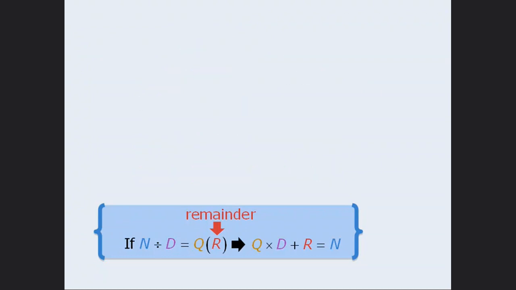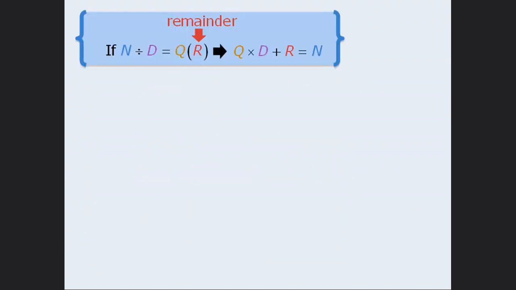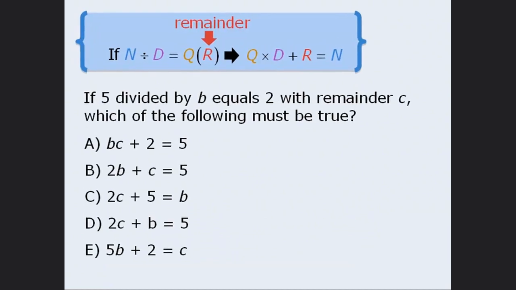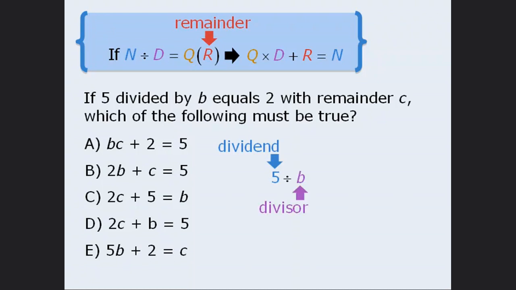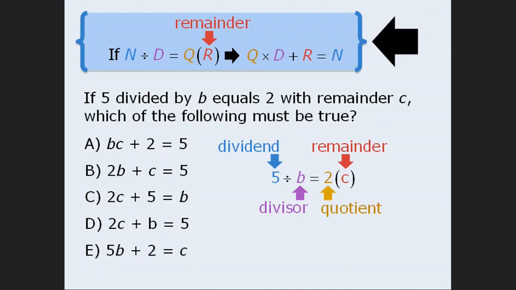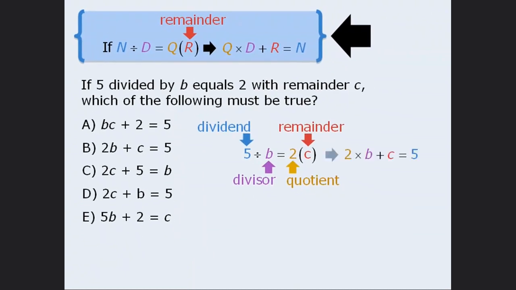Let's now take this rule and use it to answer a question you might see on test day. You might want to pause the video now and try the question before continuing. Okay, the question tells us that when 5 is divided by b, the quotient is 2 and the remainder is c. From here we can apply this rule to conclude that 2 times b plus c must equal 5, which means the answer here is b.